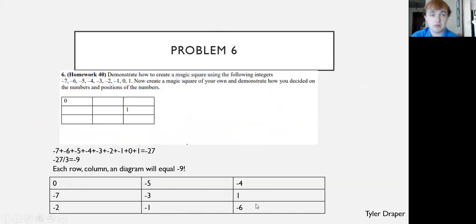Now, this is the part where I messed up, and I want to bring special attention. Your diagonals have to match -9 too. When we say diagonal, we think of an X, okay? We got vertical, horizontal, diagonal. -4 here plus -3 plus -2 equals -9. 0 plus -3 plus -6 is -9. We have solved this box.